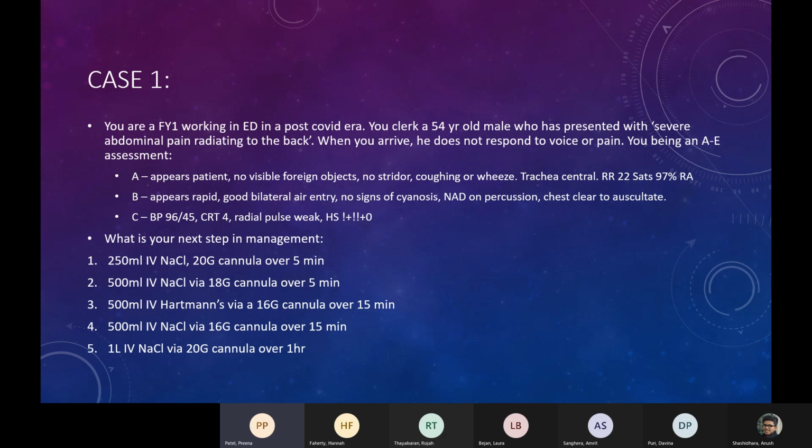The heart sounds are 1 + 2, no other added ones. And the question is, what is your next step in the management? So have a read and then vote on Menti.